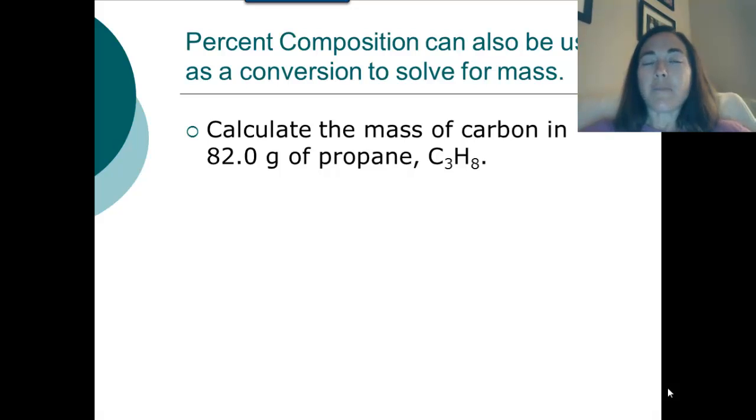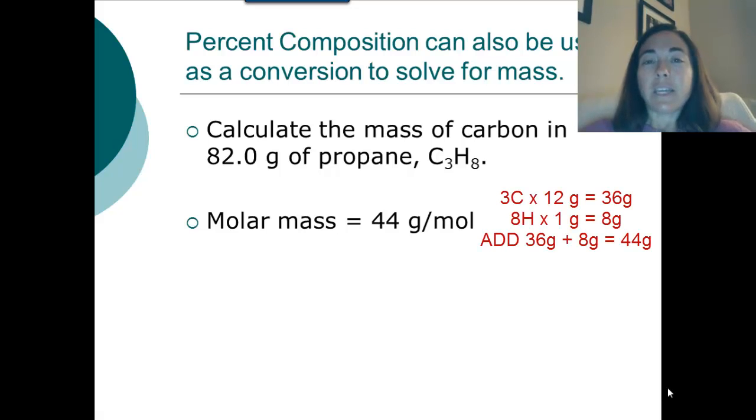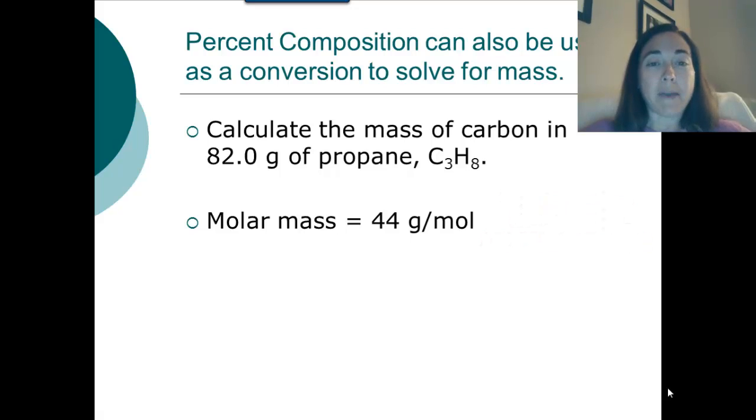Alright, one other type of problem. A lot of times you can use your percent composition like a conversion factor to find out the mass in a specific amount of a compound. Like here, we need to find out how much carbon is in 82 grams of propane. Well, the first thing I need to do again is to find the molar mass of propane. There are 3 carbons, each has a mass of 12 grams, and 8 hydrogens, each has a mass of 1 gram. That gives me a total of 44 grams per mole for propane.